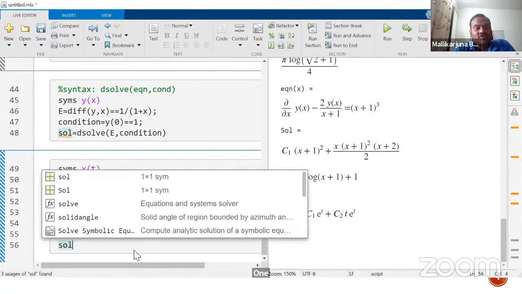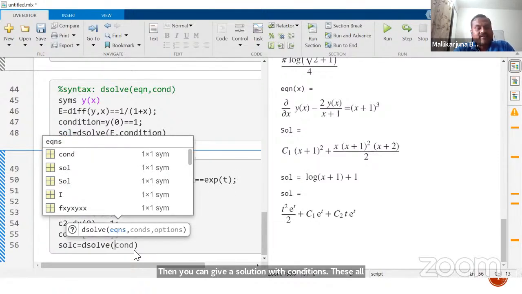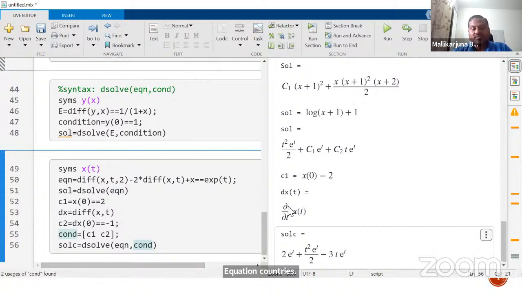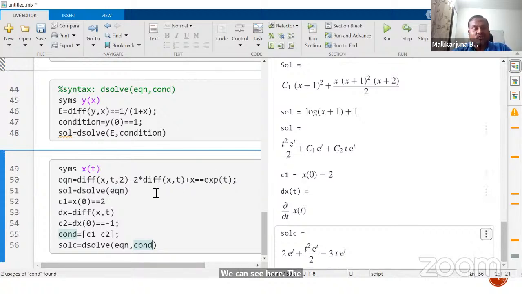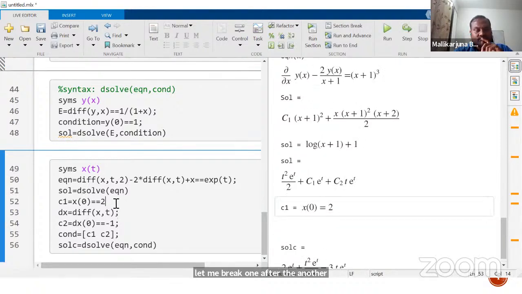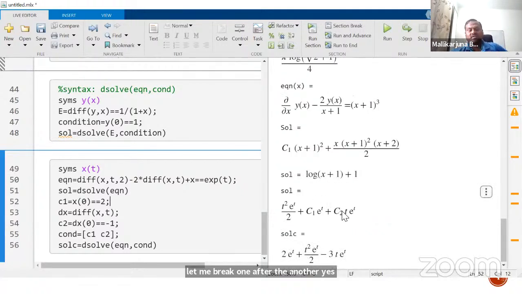Then you can give the solution with conditions. dsolve. What will you get? Equation, condition. You can see here, the same as what you were getting earlier. Let me break one after another. Yes. All conditions I can use. With the condition, without the condition, what is the solution here?